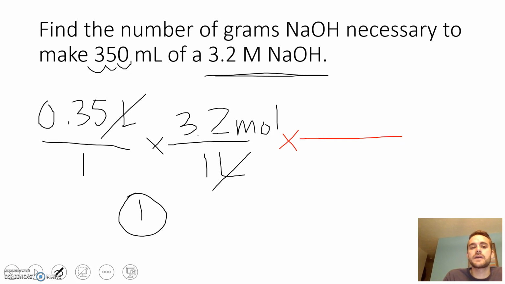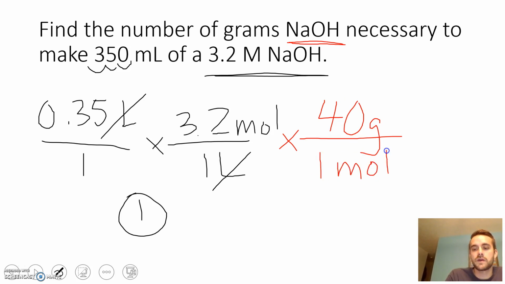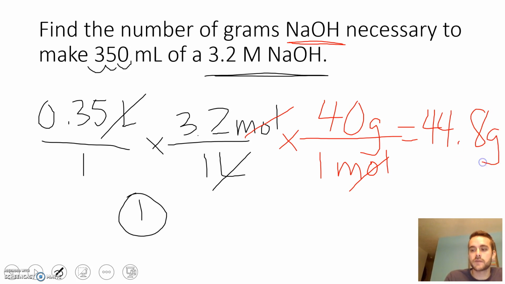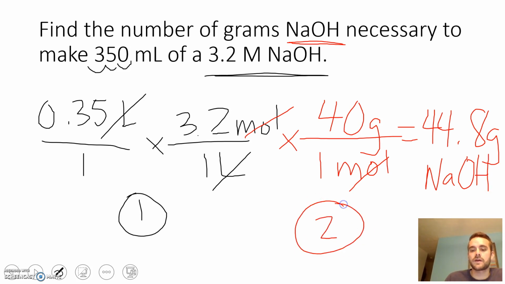So I'm going to take the molar mass of NaOH, and I'm going to multiply that by that. So if we look, NaOH is 40 grams for every 1 mole, and I've set it up like this so that moles will cancel. That's going to leave us with grams, and our final answer will be 44.8 grams of NaOH. All right? And in red would be the second equation if you wanted to have 2 separate equations.